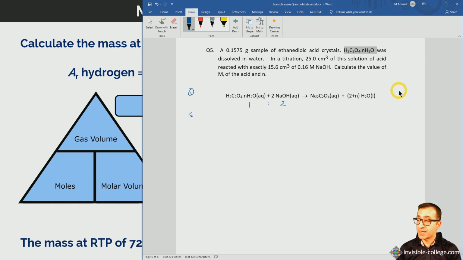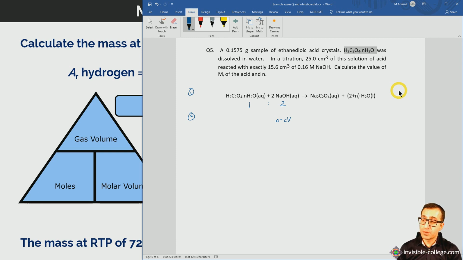Our second step is to calculate the number of moles of either of these two substances, whichever one we have sufficient information for. We're being told that 15 centimeters cubed of a solution of sodium hydroxide, which has a concentration of 0.16 moles per decimeter cubed, was required in this chemical reaction. So we have a volume and we have a concentration. We can use this expression, n, number of moles, is equal to concentration times volume, to calculate the number of moles of sodium hydroxide that reacted in this titration.